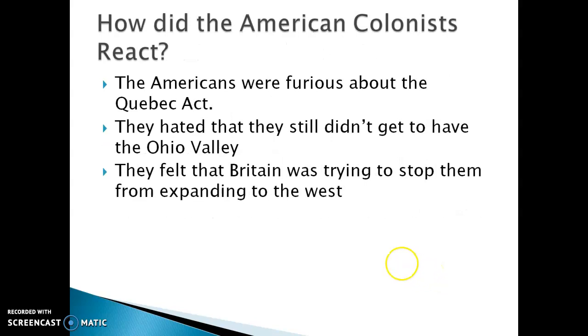What about the American colonists? How did they react? Well, they were furious. They hated that they still did not get the Ohio Valley, and they felt that Britain was trying to stop them from expanding west. They wanted to control the entire continent from one side of the ocean to the other.